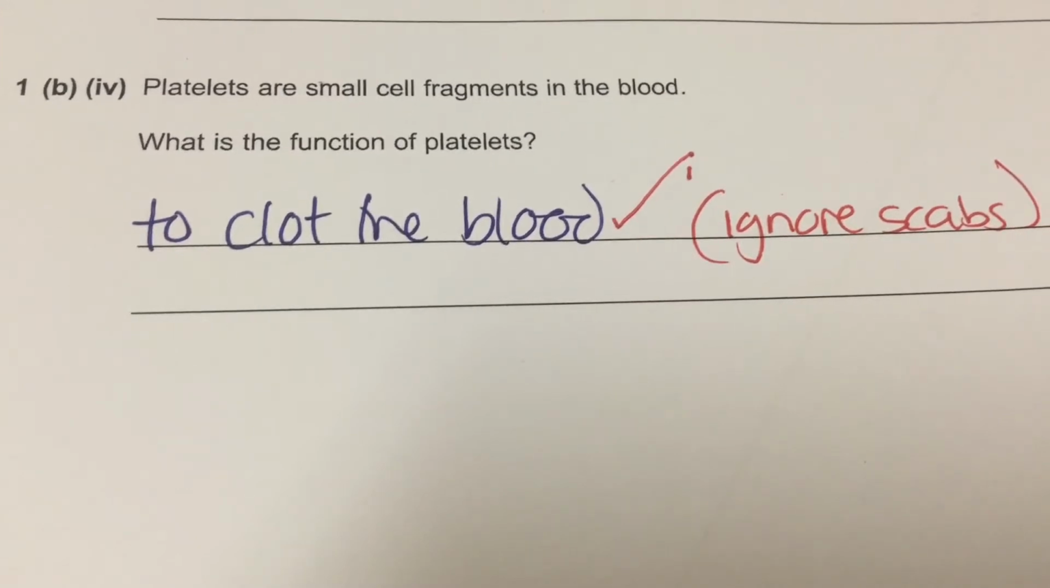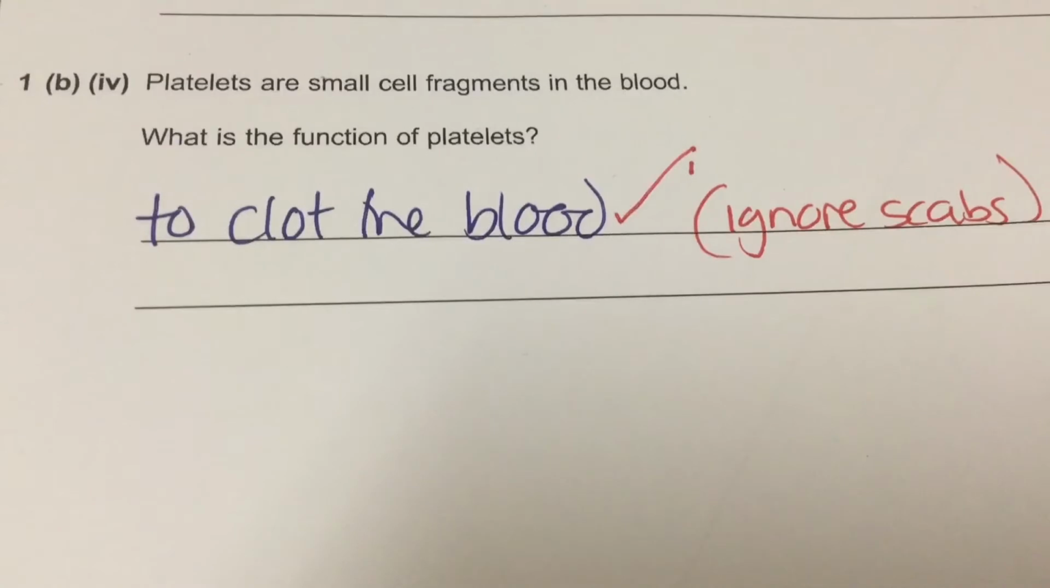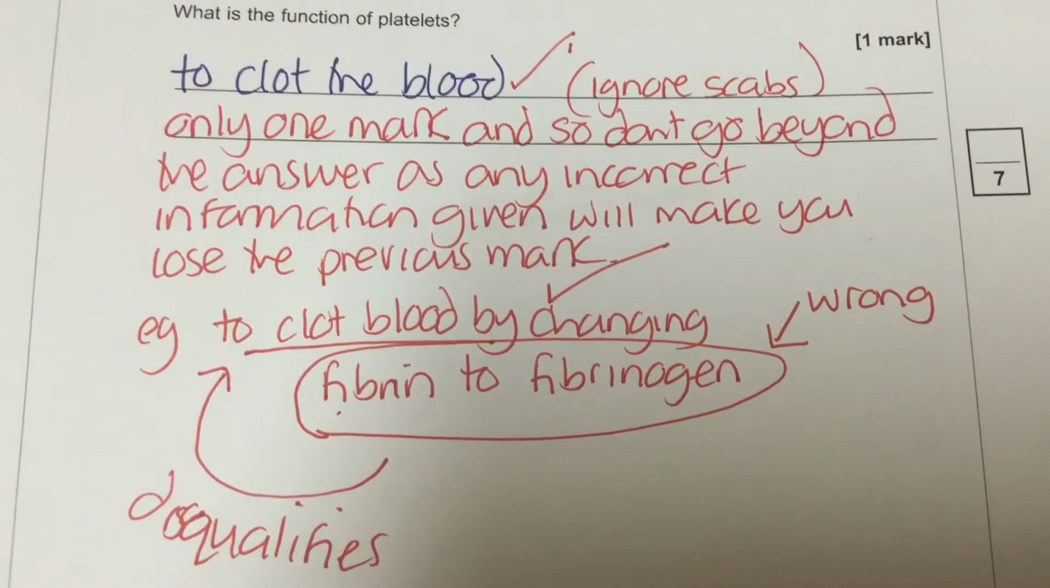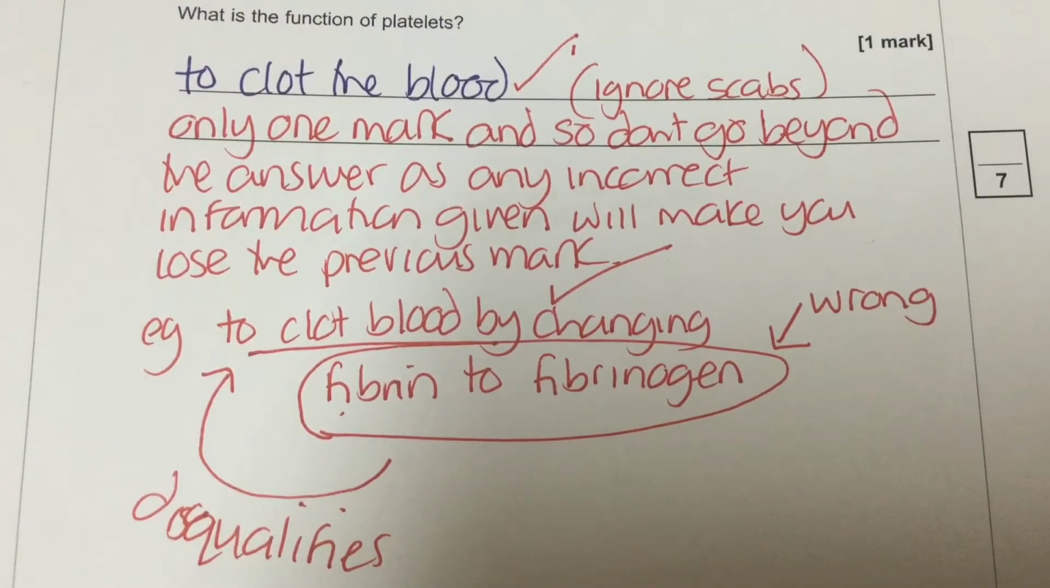The next question asks about platelets. It says platelets are small cell fragments in the blood. What is the function of platelets? Now, in this question, all we need to say is to clot the blood. If we said to make a scab, that would be incorrect, because a scab is something that forms afterwards as a result of clotting the blood.